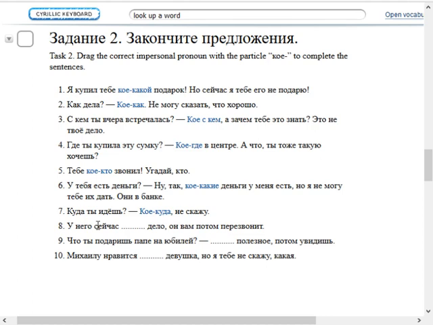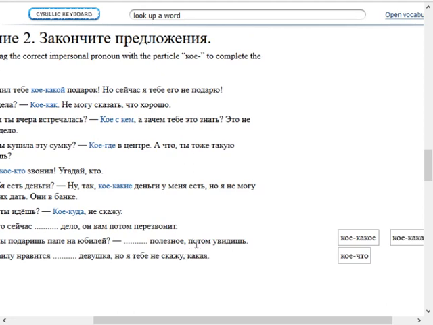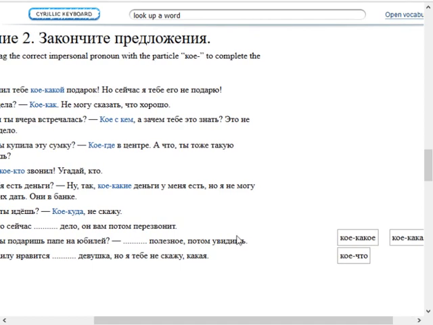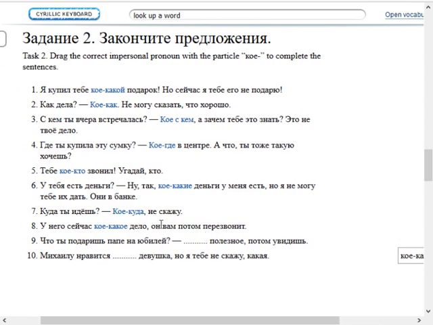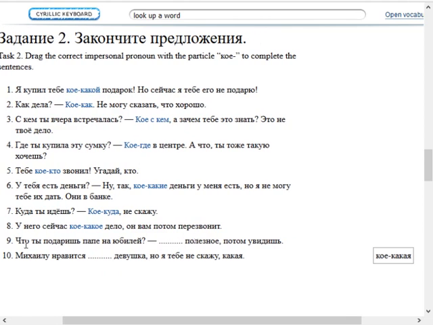Okay, у него сейчас something дело, он вам потом перезвонит. So, he now has, I guess, something to do. So it's кое-какое. He now has something to do. He will call you back after that. Okay, so I'm not going to tell you what he's doing because presumably it's not your business. But he has something to do now. He will call you back afterwards. Кое-какое.